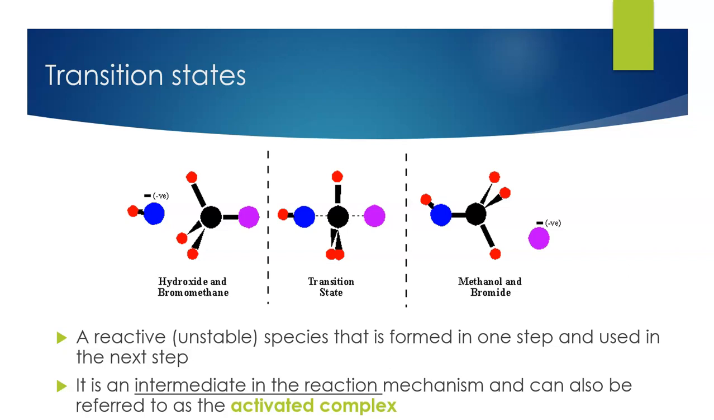A transition state is a reactive unstable species that is formed in one step and used up in the next. So it's never seen as one of the reactants or the products. It's an intermediate phase that we move through in the process. So generally they will need to be discovered in the mechanism, but there's no evidence of them in the reactants or the products after the reaction has occurred. So it's a step in the reaction mechanism that is often referred to as an activated complex. It's the thing that needs to occur for the reaction to complete, and the first step of the mechanism will usually be to form this activated complex.